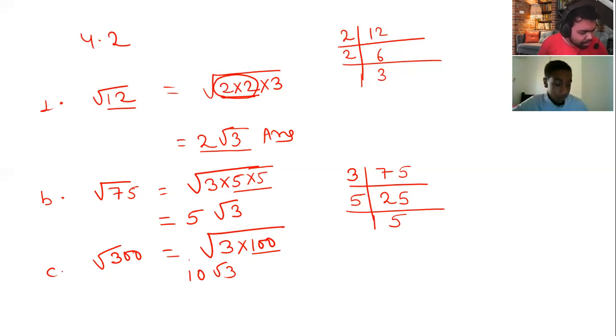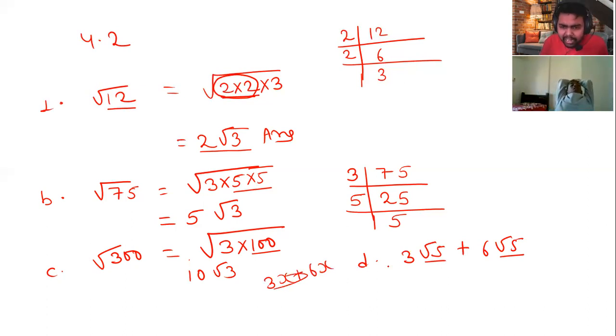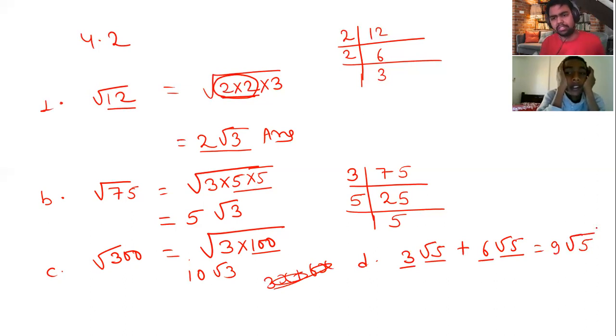Okay, now the next question we have is question number D. There we have 3 root 5 plus 6 root 5. Suppose that these root numbers are acting like x. How do you add 3x plus 6x? Like that you have to add. So you add 3 plus 6, which is 9. So the answer would be 9 root 5. That's it, right?